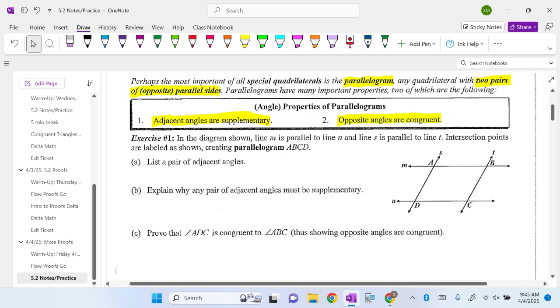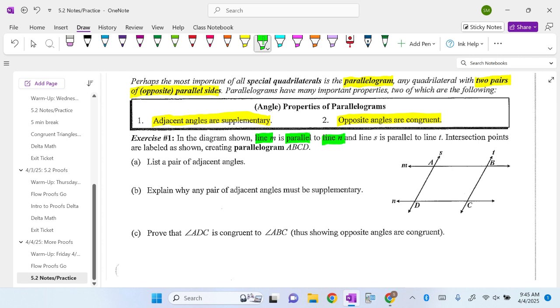So, in the diagram below, line M is parallel to line N, and line S is parallel to line T. The intersection points are shown, creating a parallelogram ABCD. So in other words, just to recap, M and N are parallel, S and T are parallel. So I'm going to go ahead and mark them with my little arrow ticks.